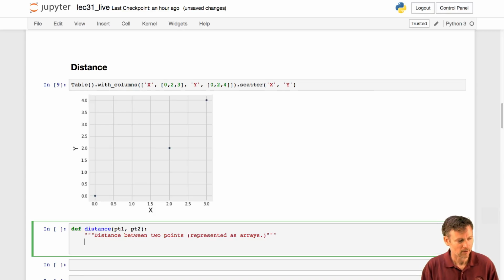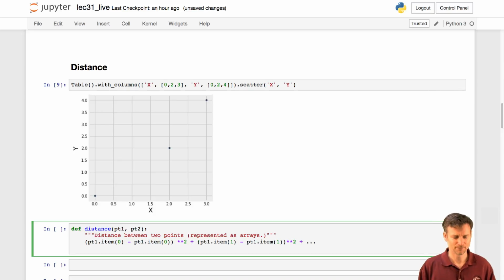Okay. Well, what I could do is something like this to get the difference between them in their first attribute, and then square that, and then get the difference between them in their second attribute, and square that, and so on. But that gets a little tedious. So actually, I'm going to do a clever version of that. I'm going to use array arithmetic to do this all in one go.